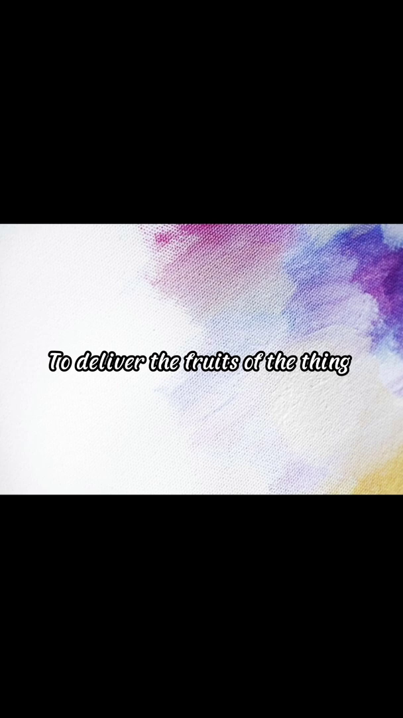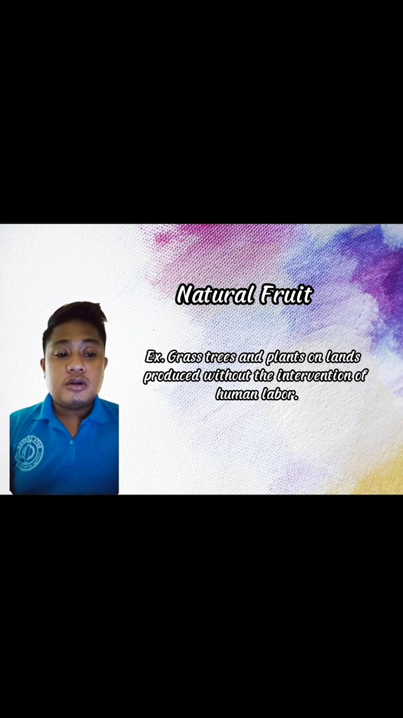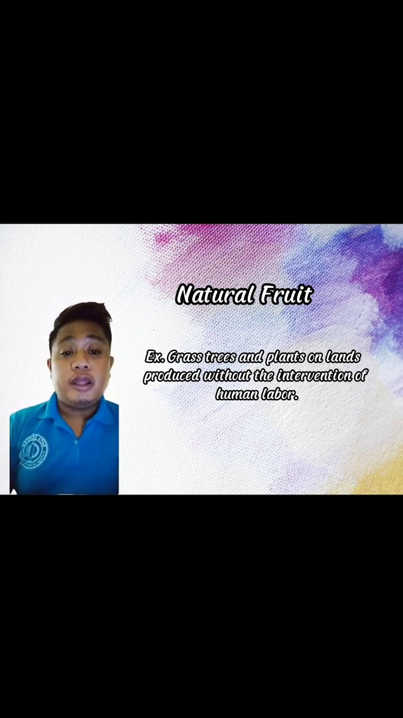Okay, so let's go back to Article 1164, which is to deliver the fruit of the thing. As mentioned by law, fruits can be referred to as natural, industrial, and civil. The first one is the natural fruit, the spontaneous product of the soil and the young and other products of animals. Example here is the grass, all trees and plants on land produced without intervention of human labor.